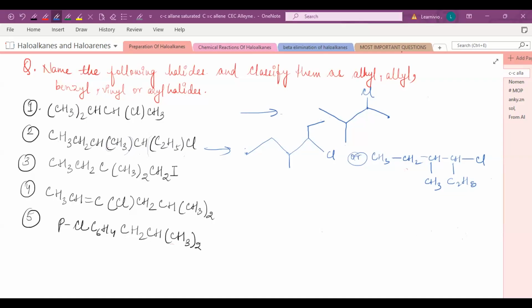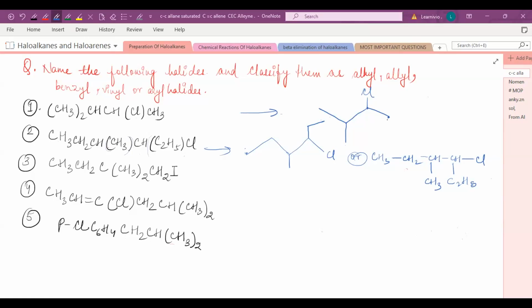First, try to find the longest chain, which is known as a parent chain. Then assign the number. Okay, so let's write the IUPAC name of the first one.